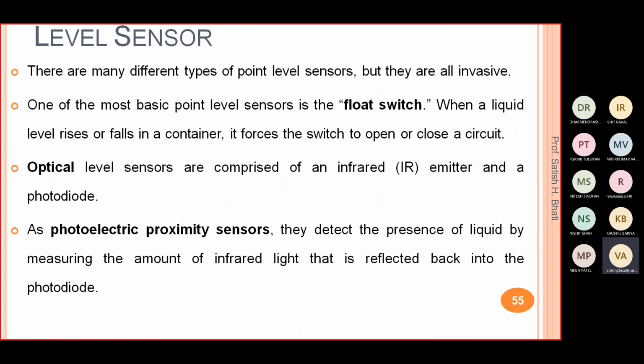Then one more type is the photoelectric proximity sensor. Whenever you find the word proximity, it means you are placing the sensor very close to the material for which you are finding the parameter, right? This photoelectric proximity sensor detects the presence of liquid by measuring the amount of infrared light that is reflected back to the photodiode. So this photoelectric proximity sensor is a kind of optical level sensor, right?